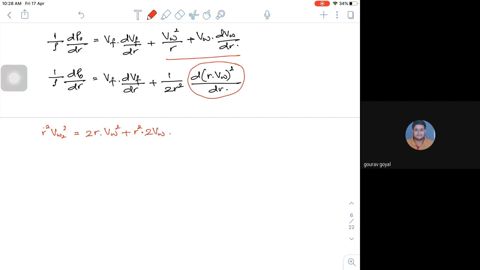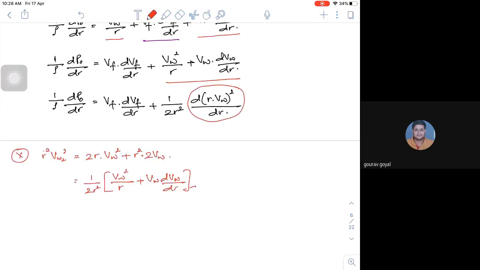If I simplify this by taking 1 upon 2r square outside, I will get Vw square by r plus, if I take 2r square outside, I am left with Vw into the corresponding differentiation, that is dVw by dr. So I can write the whole thing, Vw into dVw by dr plus Vw square by r, as d into r Vw whole square, differentiated with respect to dr. If I do that, I will get back this component.